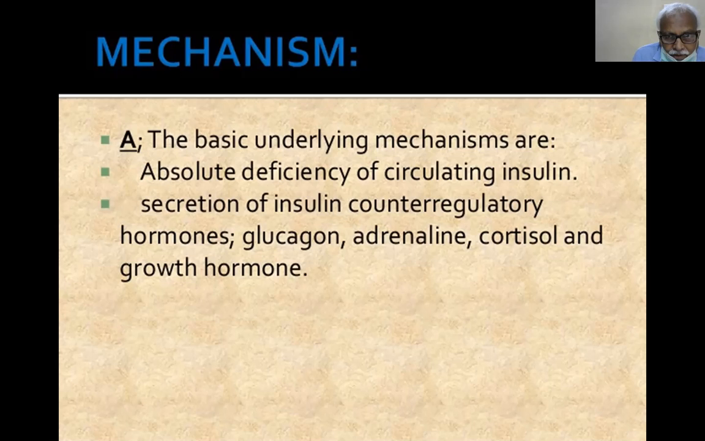So here in the examination, they will ask, what are the insulin counter-regulatory hormones? You have to tell glucagon, adrenaline, cortisol, and growth hormone. This can be given for 2 marks, ultra short question also. So you are awarded half mark for all these 4 points. You have to remember it. Not only just to get over the biochemistry exams, lifetime we have to remember this. So the basic underlying mechanisms are absolute deficiency of circulating insulin, secretion of insulin counter-regulatory hormones like glucagon, adrenaline, cortisol, and growth hormone.